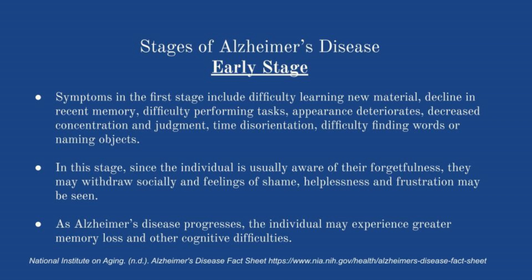Symptoms in this first stage of Alzheimer's include difficulty learning new material, decline in recent memory, difficulty performing tasks. The appearance can deteriorate, decreased concentration and judgment, time disorientation, difficulty finding words or even naming objects. In this stage, since the individual is usually aware of their forgetfulness, they may withdraw socially and have feelings of shame, helplessness, and frustration. As Alzheimer's disease progresses, the individual may experience greater memory loss and other cognitive difficulties.